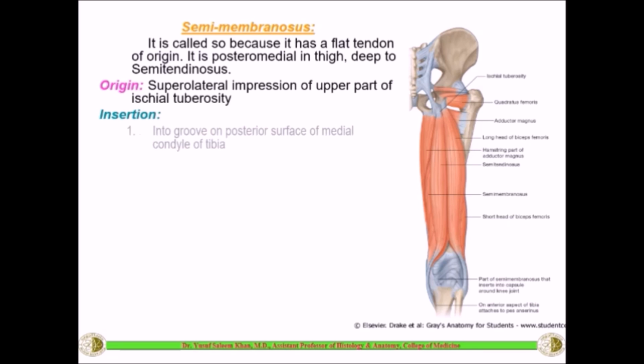Insertion will be to the groove on the posterior surface of the medial condyle of the tibia, just below, as well as medial to the condyle of the tibia. If you can see here, this is the same muscle, semimembranosus, taking origin with a flat tendon, going down and crossing the hip joint as well as the knee joint, and getting inserted to the medial condyle of the tibia.